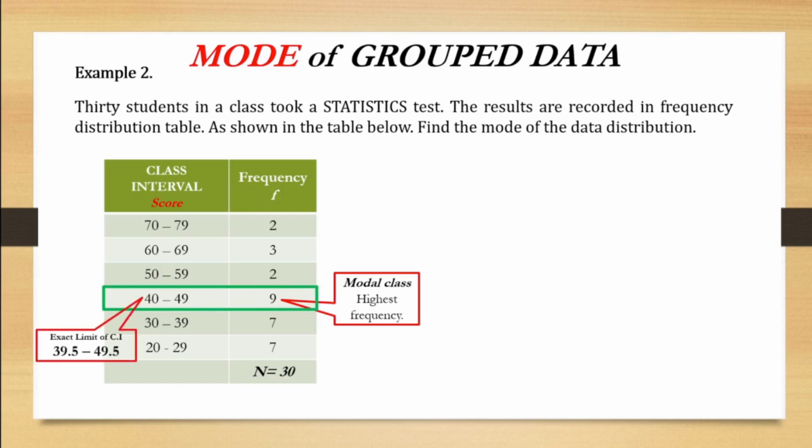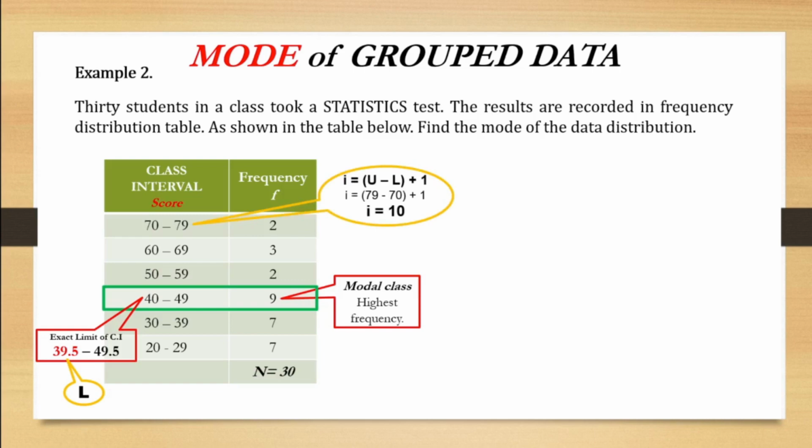And since we already identified our modal class, let us identify the class interval of the modal class and get the exact limit of the class interval by subtracting 0.5 in the lower limit and by adding 0.5 in the upper limit. Then the exact limit of the class interval of our modal class is 39.5 to 49.5. After, we are going to take 39.5 as our L.